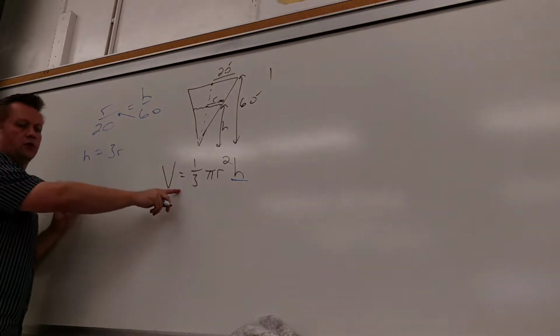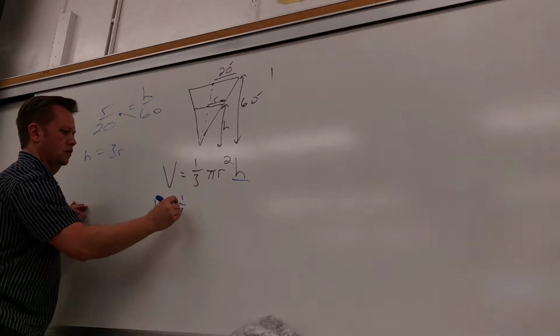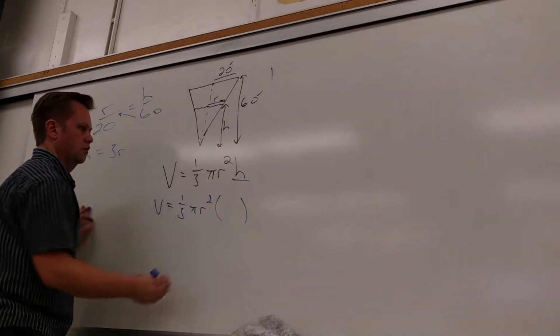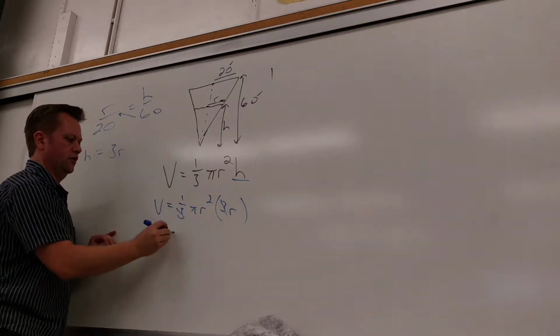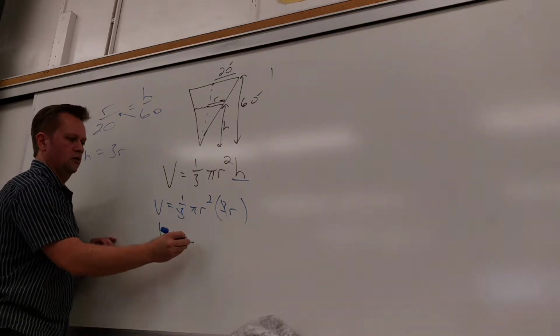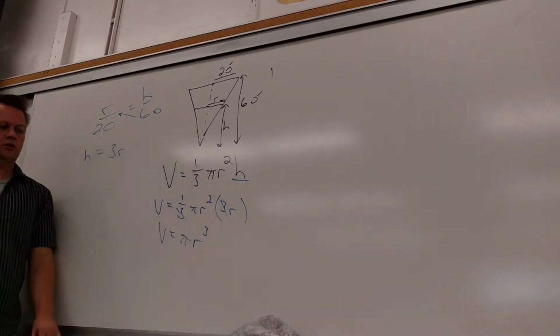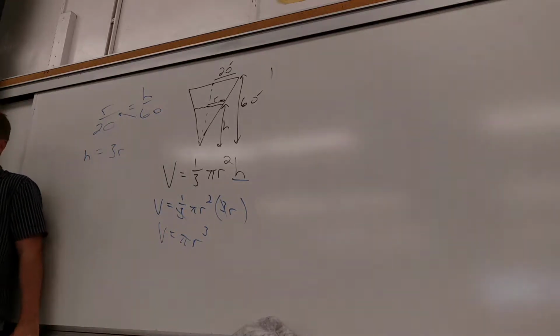So what does my volume formula become then? It's 3R. 3R. So that's nice. So I get volume is now pi r cubed. I like it. For this cone, that's the volume of the water at any radius. Okay, I like it.